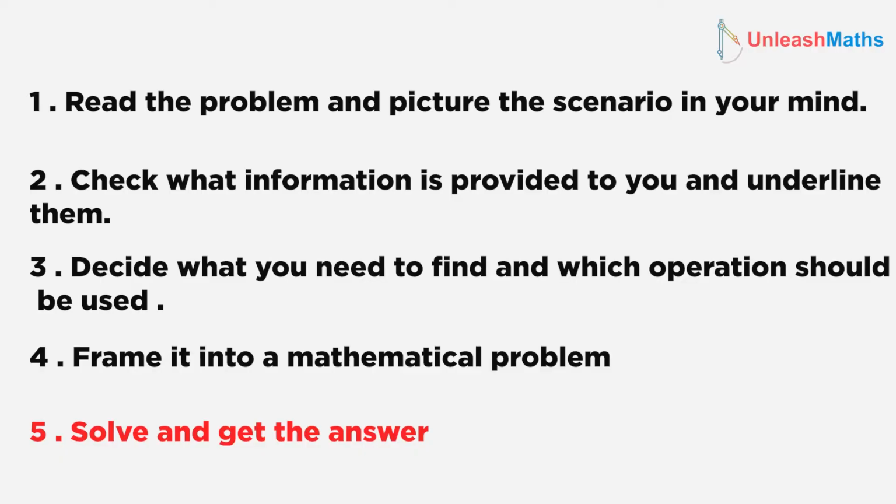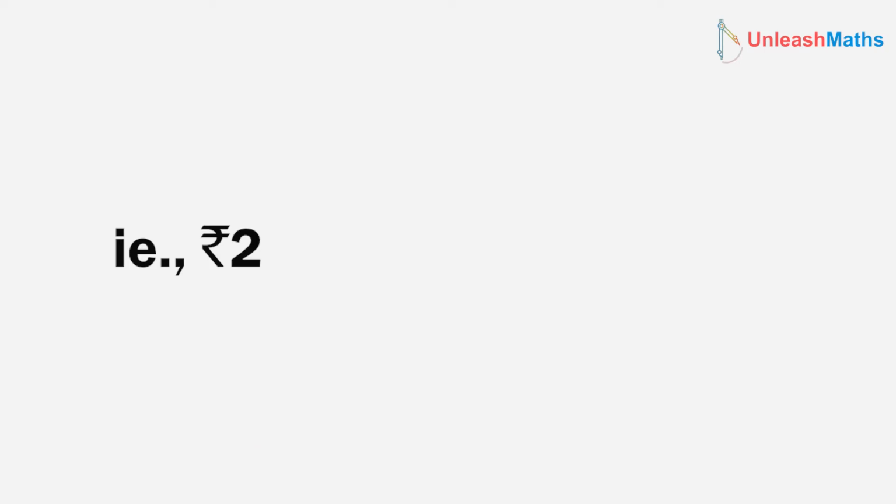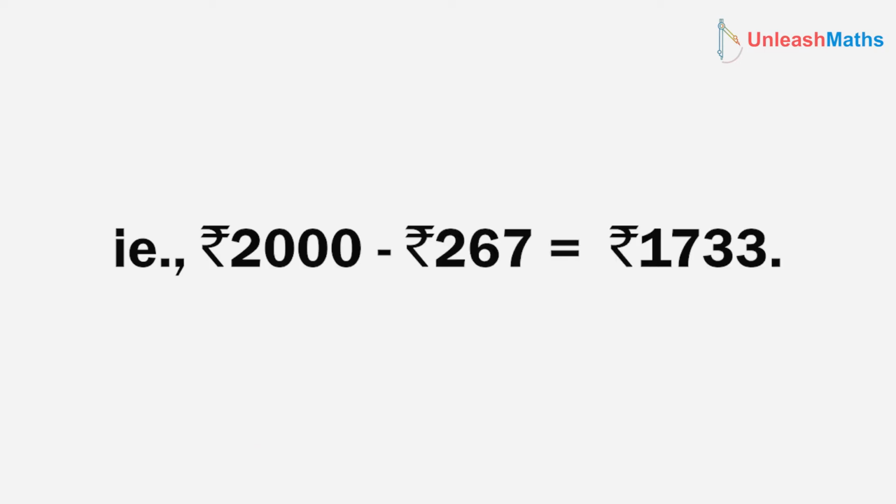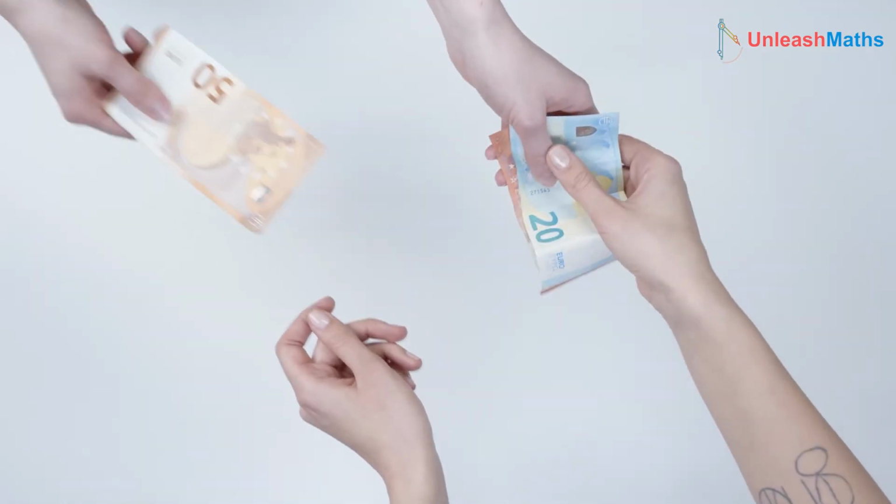Now, the question is reduced to a mathematical expression of subtraction. If we solve this subtraction, we will get our answer. That is rupees 2000 minus 267. That would give us 1733. This is what Sunil will get in return.